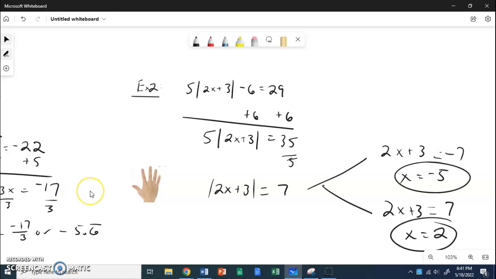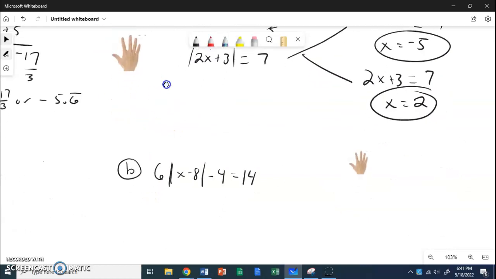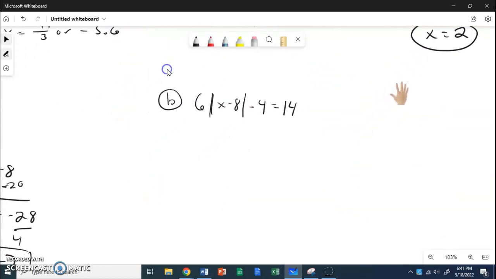So remember, when you do these, if you have the absolute value, you need to get rid of the numbers on the outside first. So it's not like parentheses. We can't distribute that through. Distribution does not work here. So do not ever distribute with absolute value. You just need to get rid of everything on the outside first, then you can think about the absolute value. So this is a little bit different than when we have parentheses. All right, so now I want you to pause the video and try B on your note sheet.